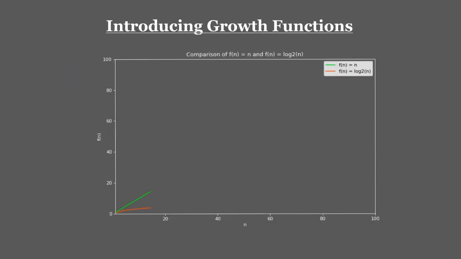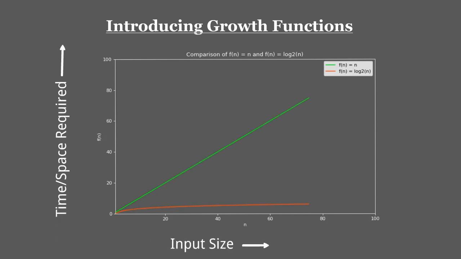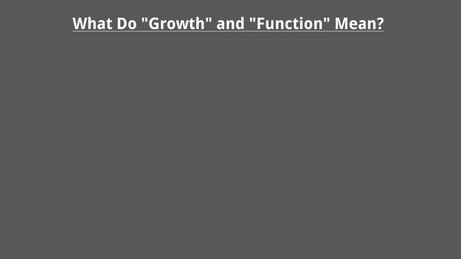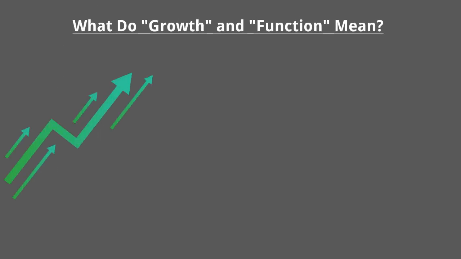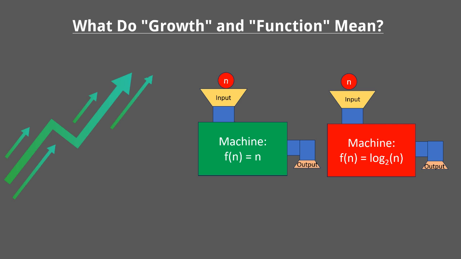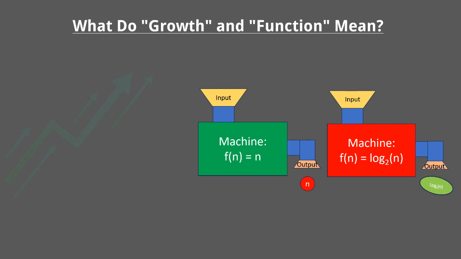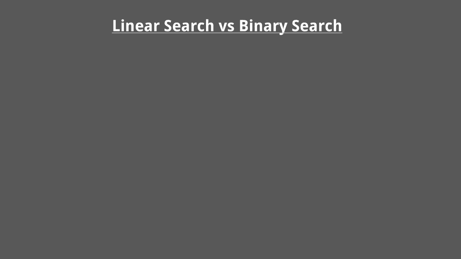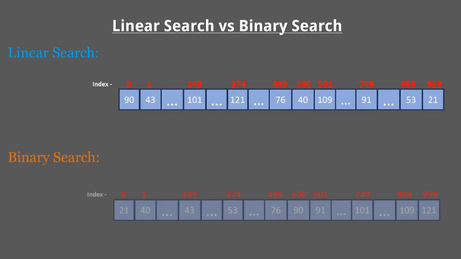Back to how we measure complexity with growth functions. A growth function describes how the time or space required by an algorithm increases as the size of the input data, denoted as n, grows. This helps us predict an algorithm's performance with larger datasets. Growth refers to the increase in resource usage as the input size grows, and function is a mathematical way to represent this relationship. Let's compare two searching algorithms, linear search and binary search.